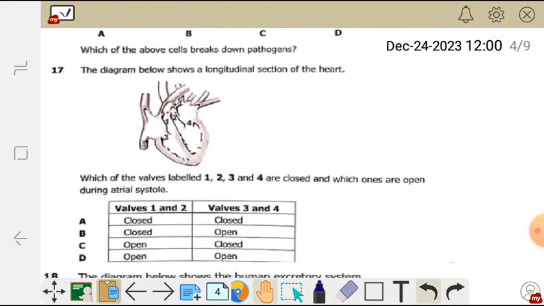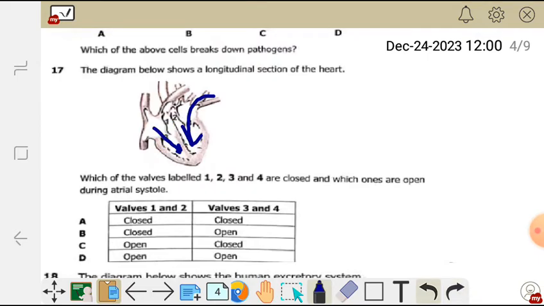Question 17. The diagram below shows a longitudinal section of the heart. Which of the valves labeled 1, 2, 3, and 4 are closed and which ones are open during atrial systole? During atrial systole, what happens? When the blood is now in the atria, we're expecting 4 and 3 to be open to allow another phase of blood to enter the ventricles.